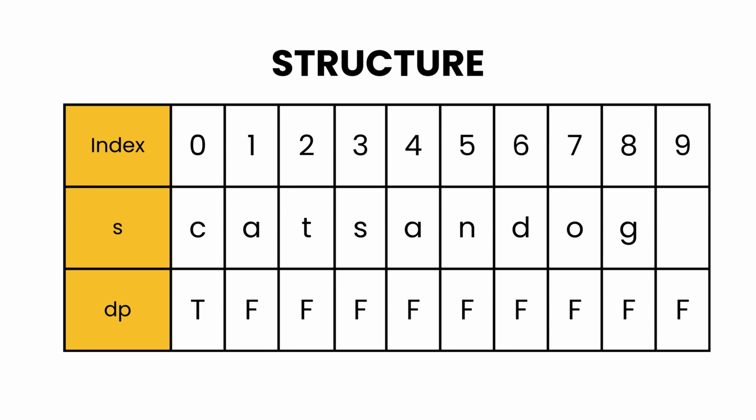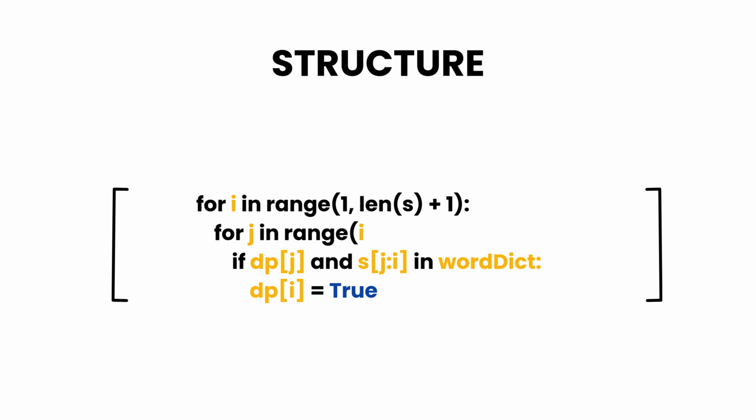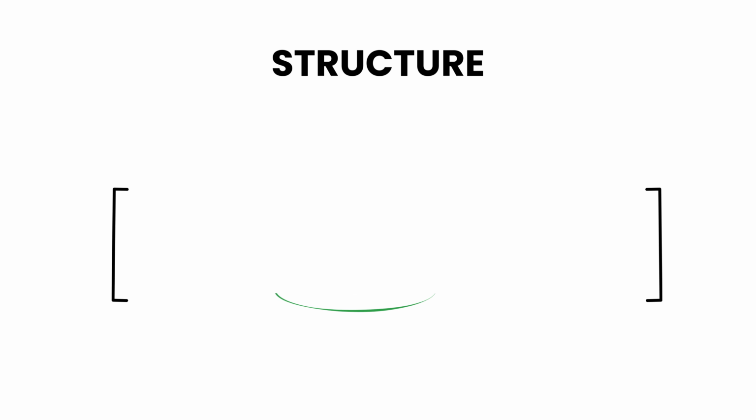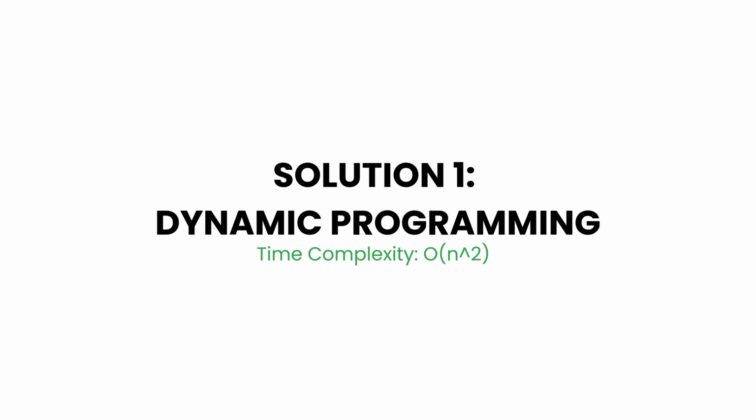Next, let's structure our solution. We'll build a DP array, dp, where dp[i] is true if s[0..i] can be broken into dictionary words. Set dp[0] equals true as the base case, empty string is always breakable. For each position i, check all possible partition points j before i. If dp[j] is true and s[j..i] is in word dict, set dp[i] equals true. Finally, return dp[len]. Approach: dynamic programming. Time complexity: O(n squared).